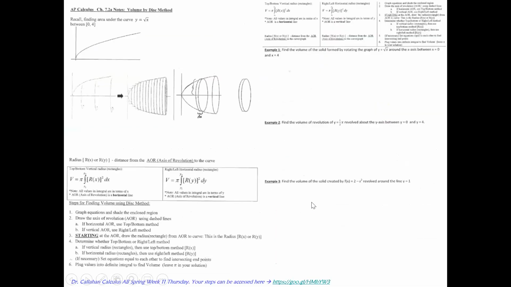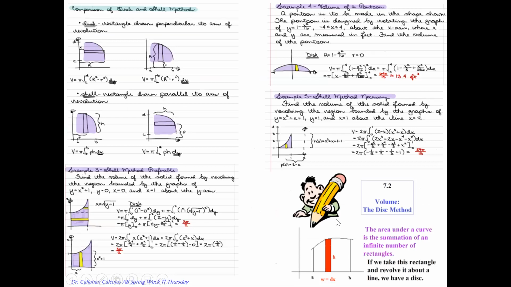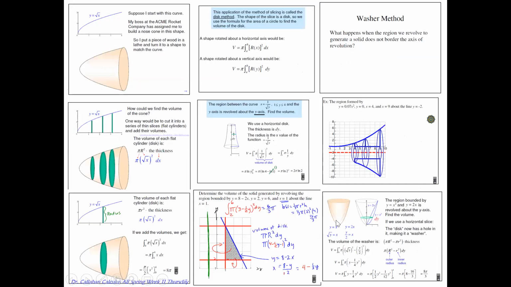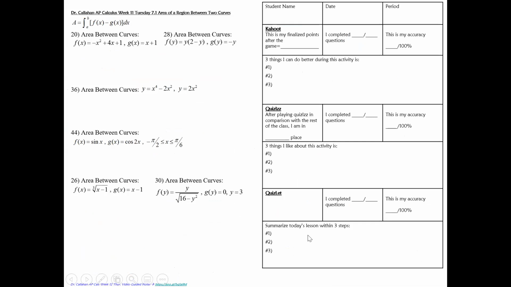Then I have my notes right here that I've drawn for you, so that you don't have to draw the notes in class. Today, these are going to be our guided notes. We're going to go over the visual parts beforehand, steps to find the volume using the disk method, and then the 3 examples. And then I have some additional examples here for you to take a look at as well.